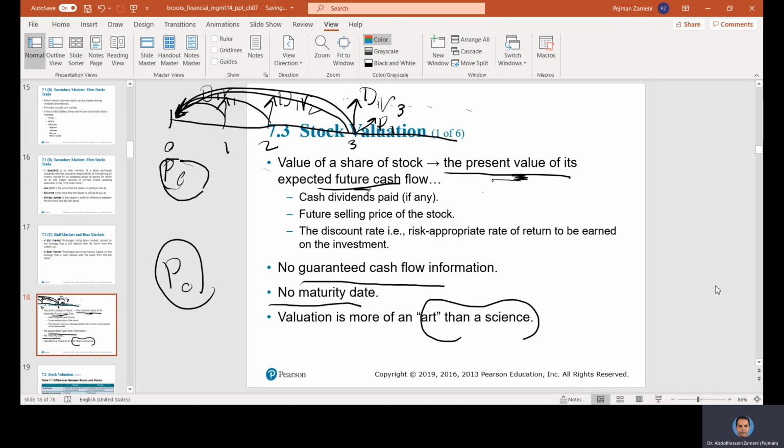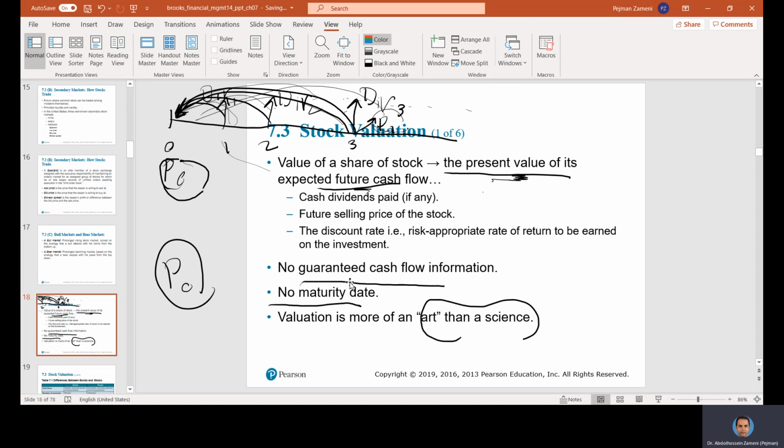When you buy the stock, of course, you expect to get dividends, and at the end, you're going to sell it off, isn't it? Then we bring all these dividends back to the present time, discounting them, plus the selling price, which we also discount back to the present time. Then we can find the price of the stock, or intrinsic value of the stock, or the price that we're supposed to buy at.